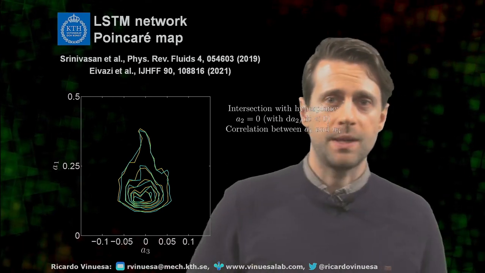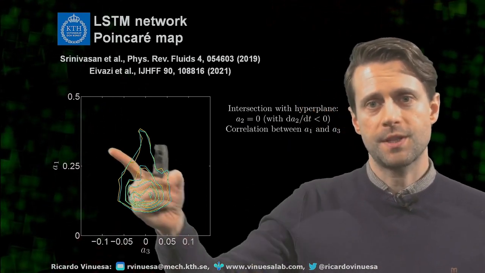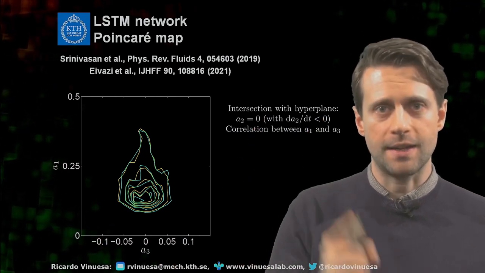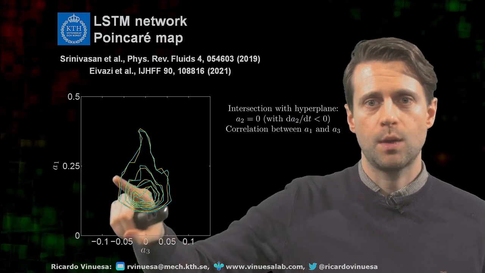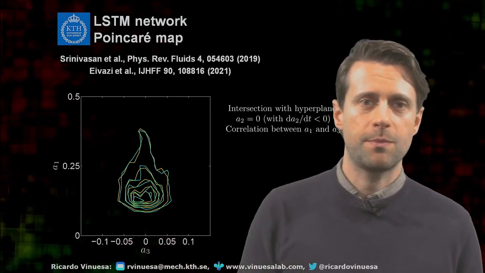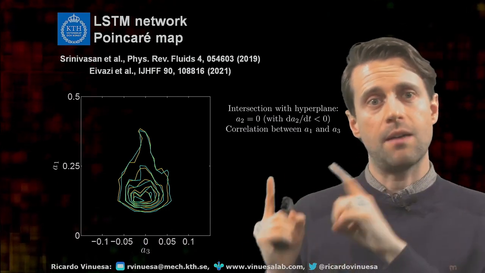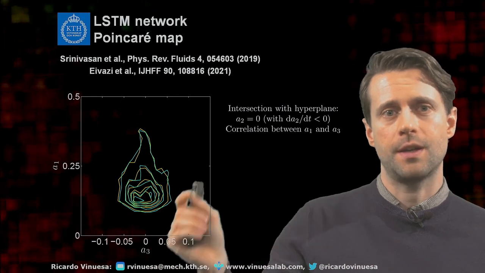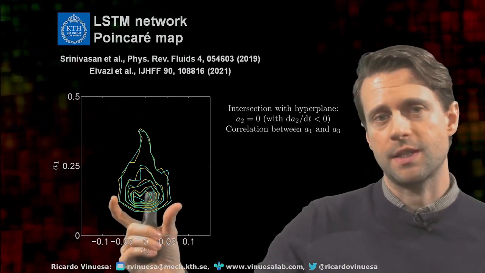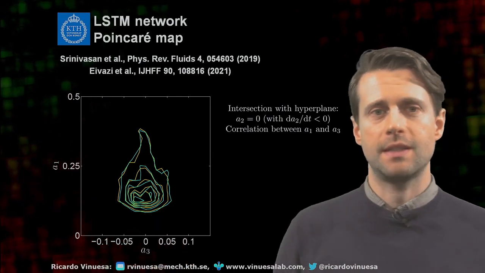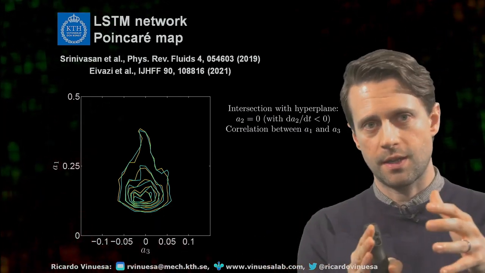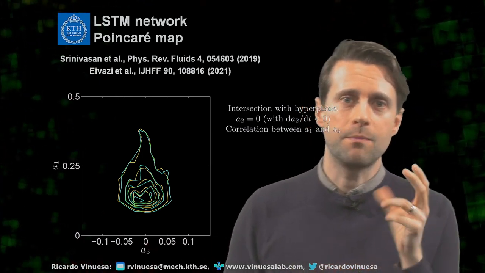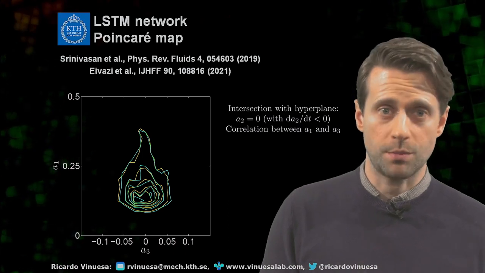To assess that, we compare, in this case, the Poincaré map of the first and third coefficients by ensuring that the second coefficient is equal to 0 and the temporal derivative is negative. What I'm superimposing here is the Poincaré map from the original set of ODEs and from the LSTM architecture. And what you can see is that the interaction between the first and third modes, which is captured by this Poincaré map, is in excellent agreement in the two configurations, both in the ODE system and in the neural network, which means that we are having pretty good predictions from a dynamical point of view.